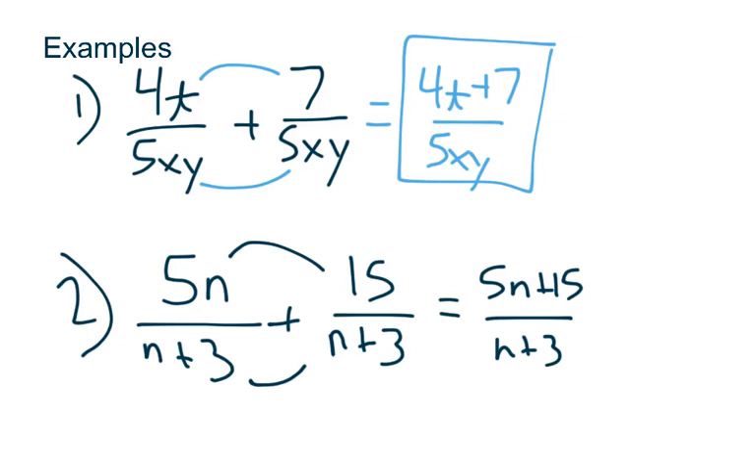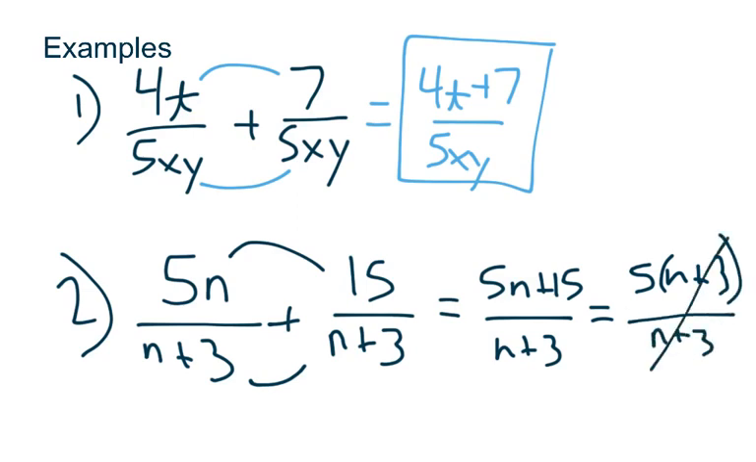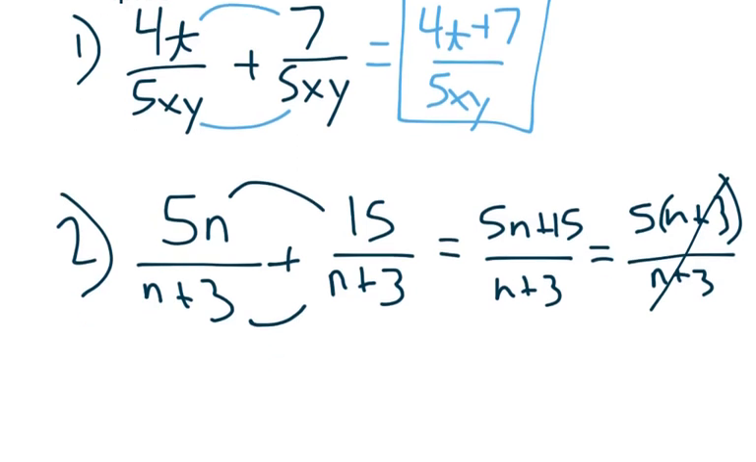Now we have to check one more thing. Just like with fractions, sometimes when you add them, you're able to reduce at the end. That's what we can do here, because I can take out a 5, and I'll have n plus 3 over n plus 3. The n plus 3's cancel out, and I'm simply left with 5. That's my final answer for that one.